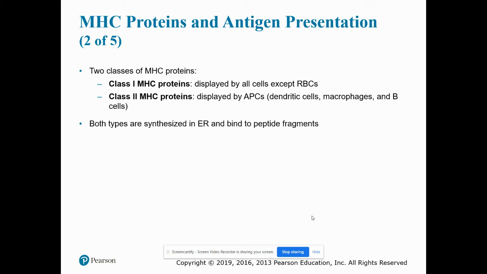There are two classes of MHC proteins. There's a class 1 MHC protein. This is displayed on all cells except for red blood cells. And class 2 MHC proteins are displayed by antigen-presenting cells. And remember, our three big players there are going to be dendritic cells, macrophages, and B cells. Both types are synthesized in the endoplasmic reticulum and bind to peptide fragments.